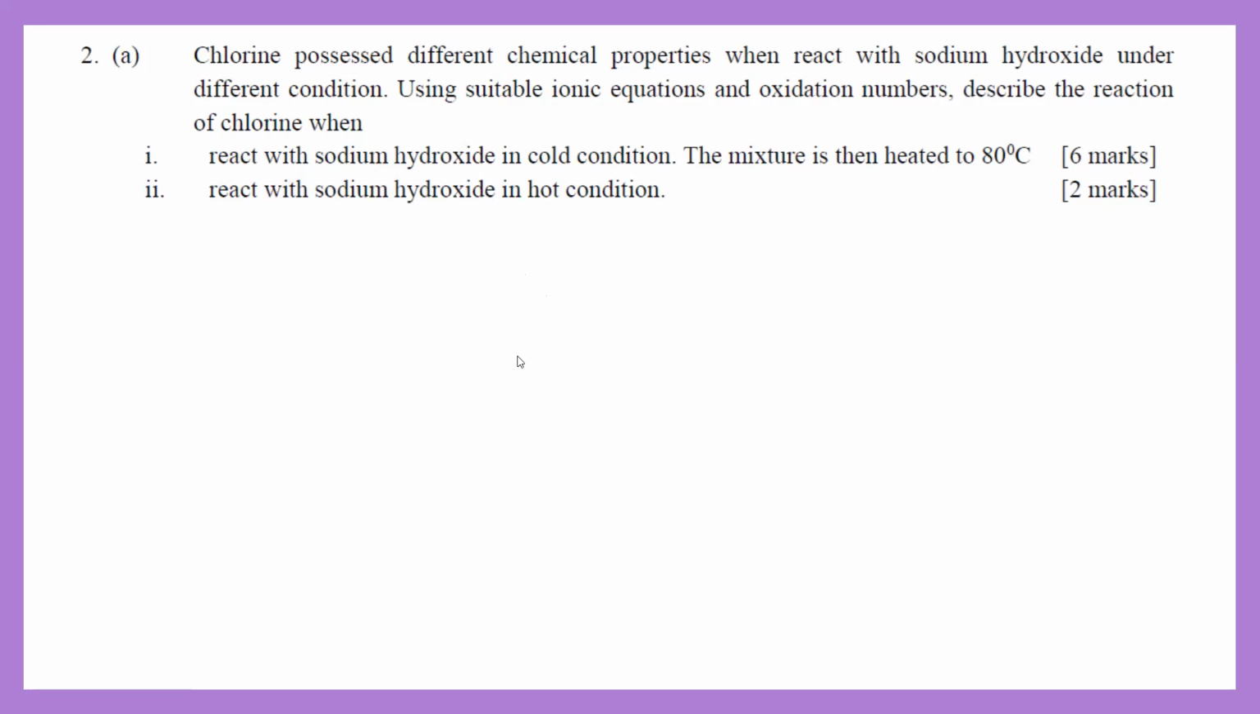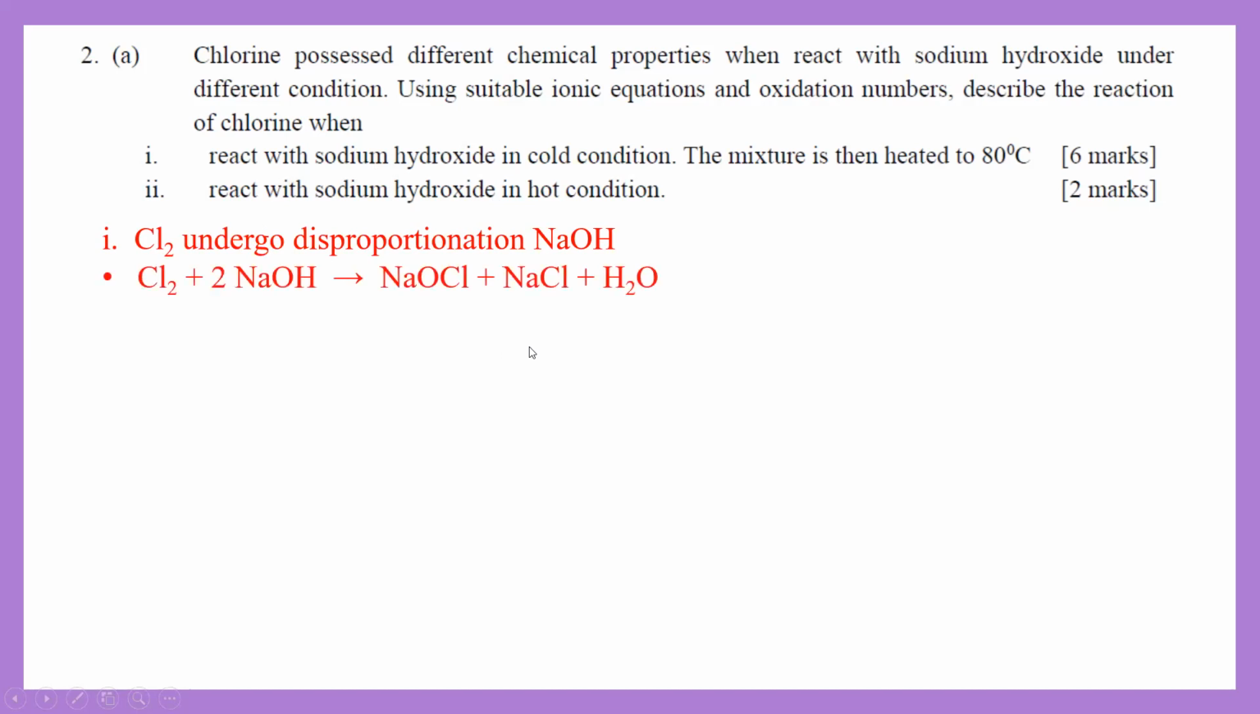So let's start from number 1. When you react chlorine first with cold sodium hydroxide, chlorine undergoes disproportionation in cold sodium hydroxide. According to the equation, Cl2 plus 2NaOH gives NaOCl plus NaCl plus H2O. The changes of oxidation state you also need to mention: the oxidation state of chlorine changes from 0 to +1 and -1. In here, chlorine is 0, NaOCl is +1, NaCl is -1.